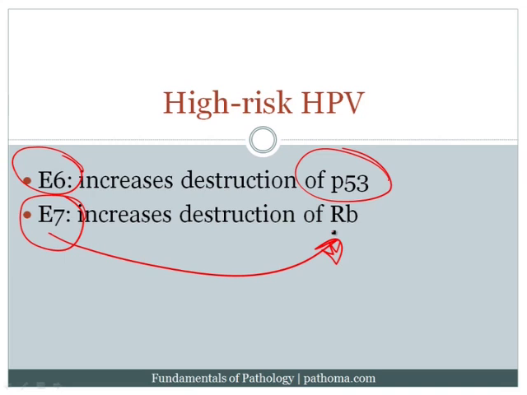So you need these two essential tumor suppressor genes, and the high-risk HPVs knock out both of these key genes. This is a very high-yield discussion for examinations. I cannot emphasize this enough. It shows up all the time.